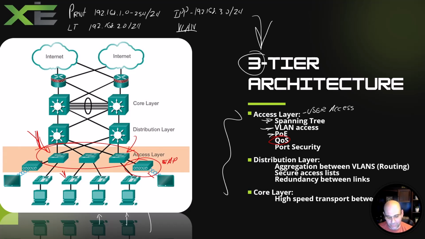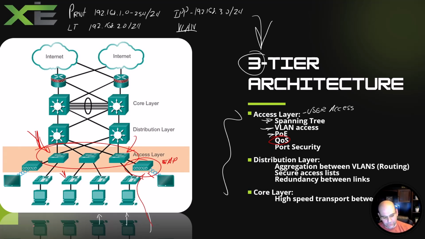As that traffic comes in from your IP phone, that traffic is going to get tagged, and then that tag is going to stay with it as we go throughout the network to make sure that our voice traffic has priority.